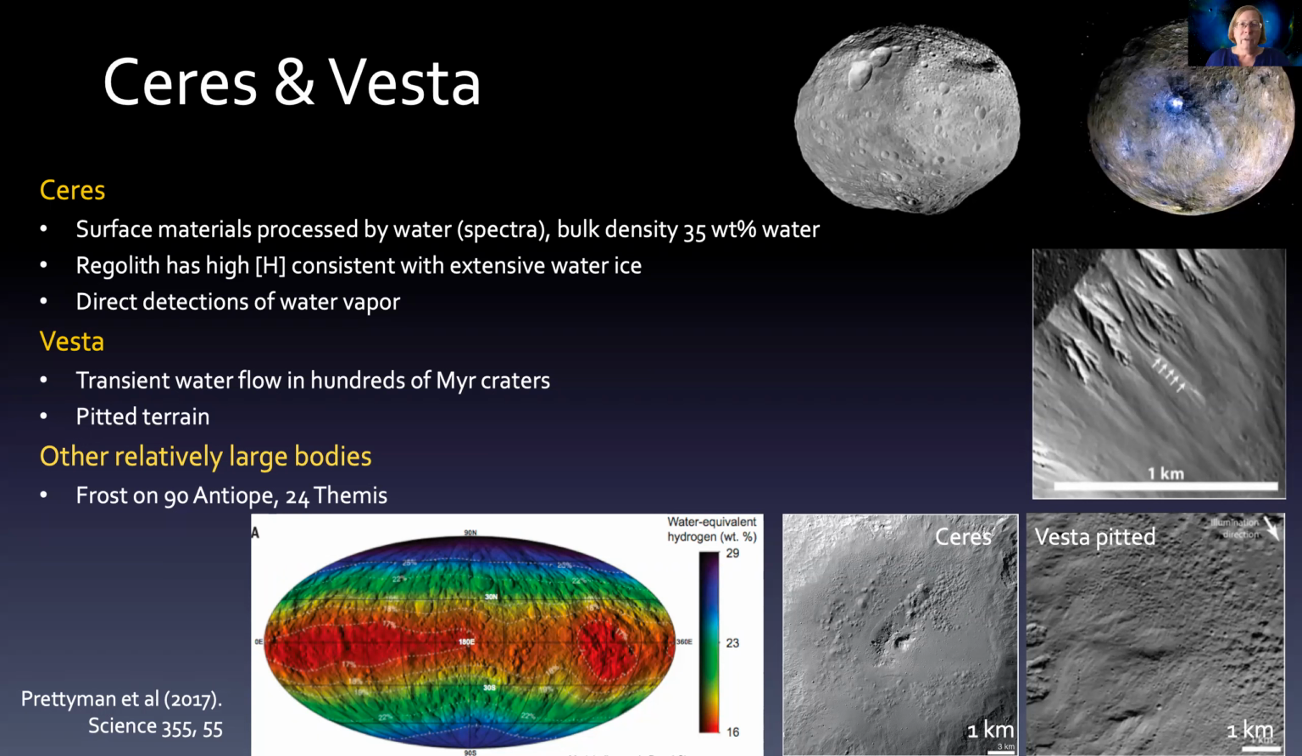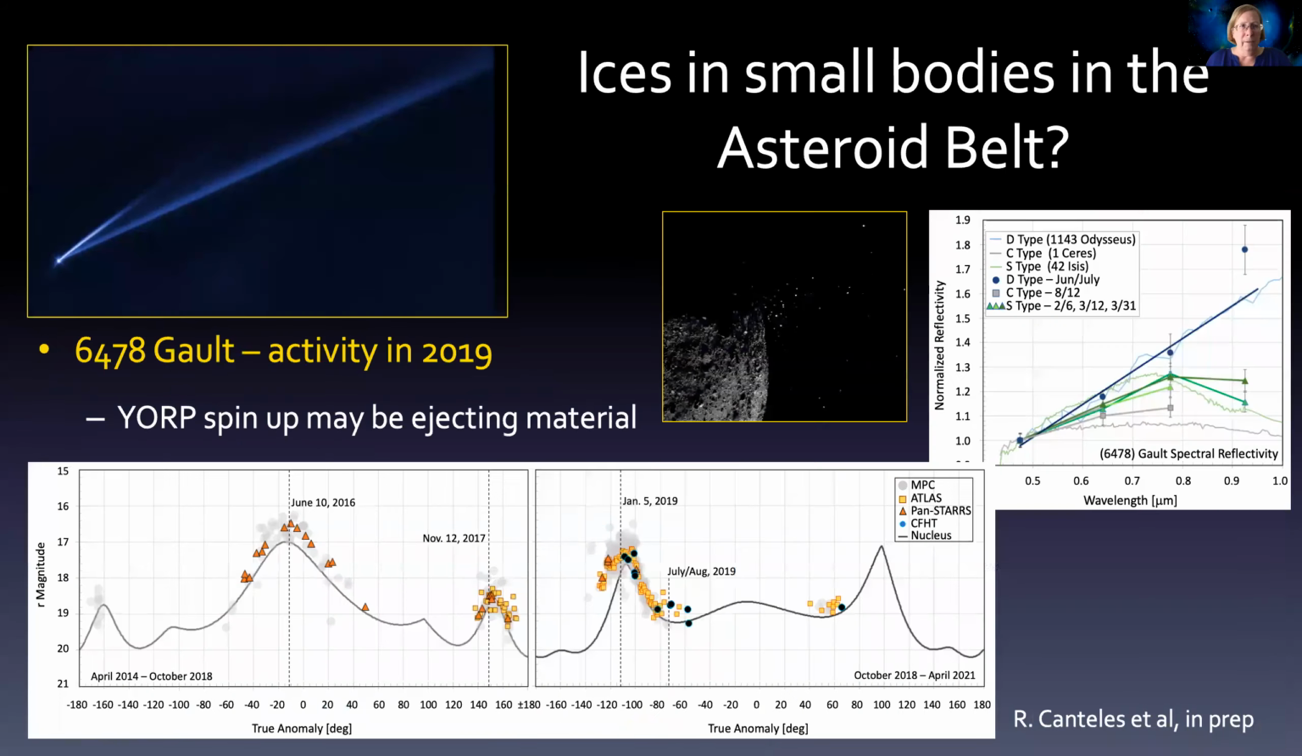Well, the Pan-STARRS and other surveys are constantly finding new evidence of comet-like tails in the asteroid belt. And here's one that was fairly recently discovered in 2019. This is a Hubble Space Telescope image of the asteroid 6478 Gault. So it looks like a comet tail. But when you look at it in more detail, and this graph here shows its light curve as a function of true anomaly, which is position along the orbit. So true anomaly of 0 is at perihelion when it's warmest. True anomaly of plus or minus 180 is at aphelion.